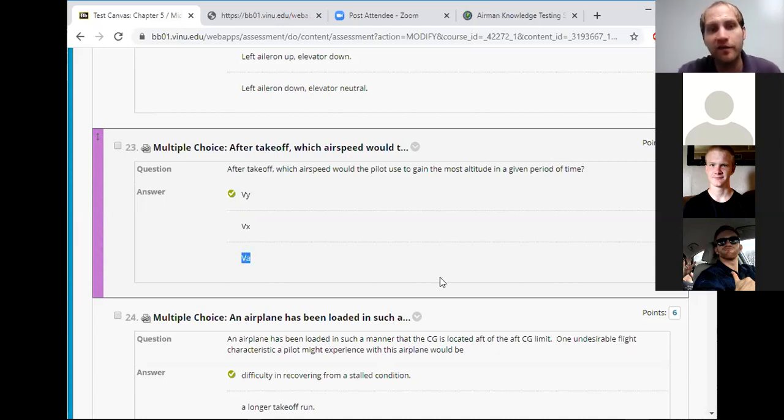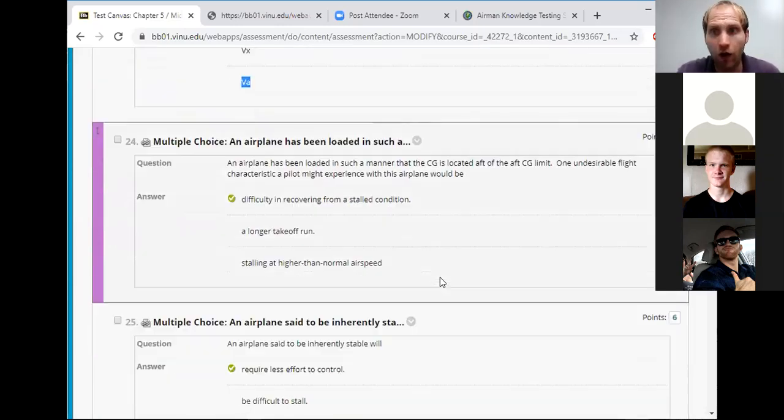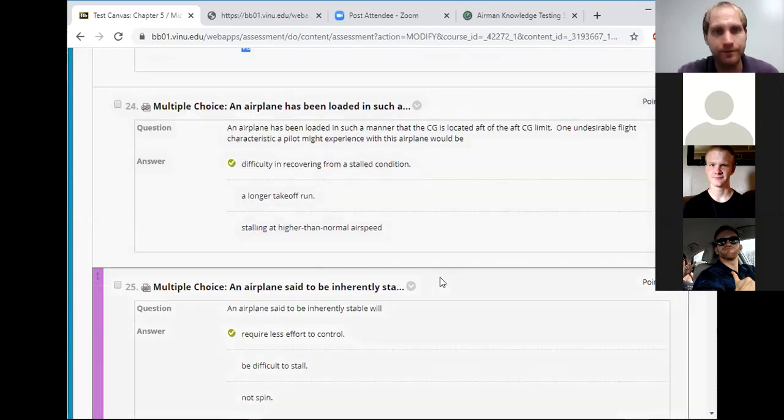VA is maneuver speed. At or below maneuver speed, the worst that will happen is a stall. If you're faster than maneuver speed, you can have structural damage.